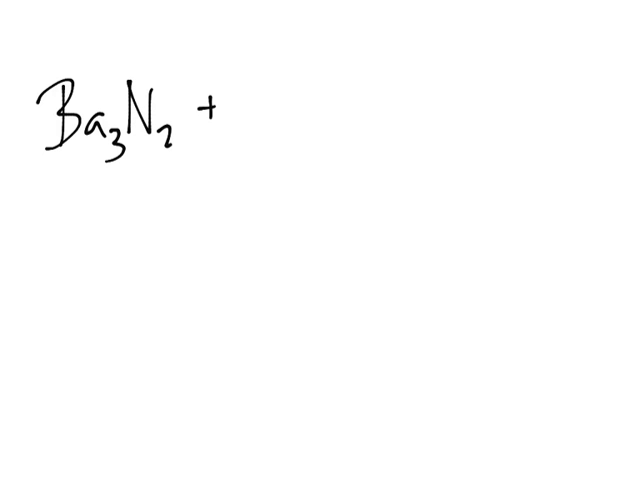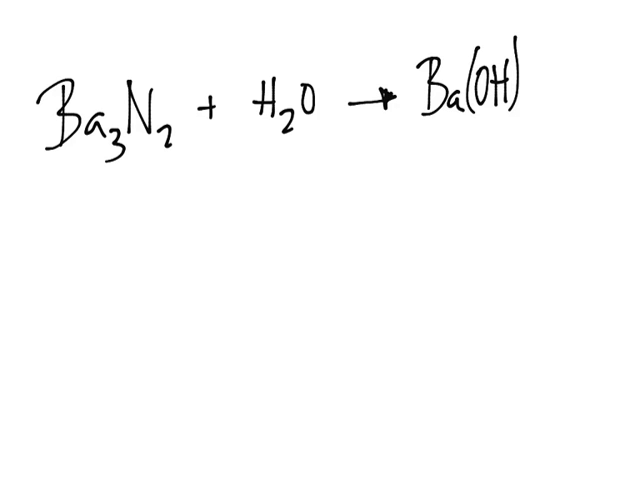We have barium, nitrogen, plus water. Actually, I want to make it a little smaller. And what this forms is Ba(OH)2 and NH3.